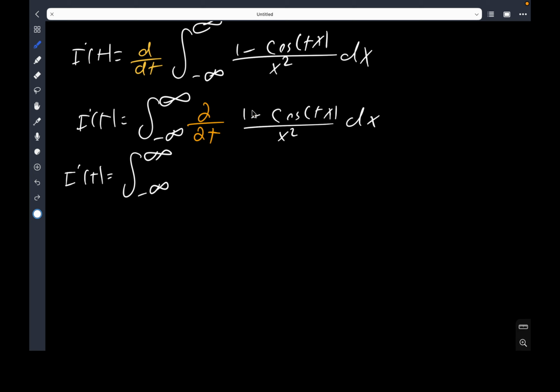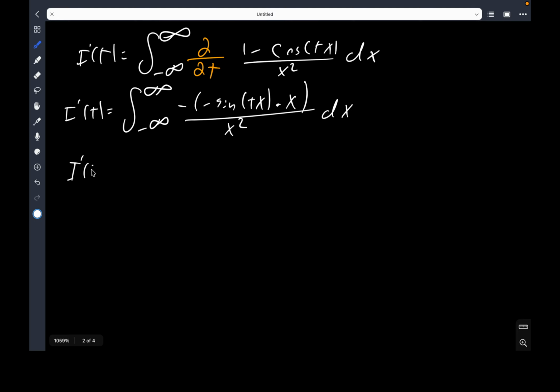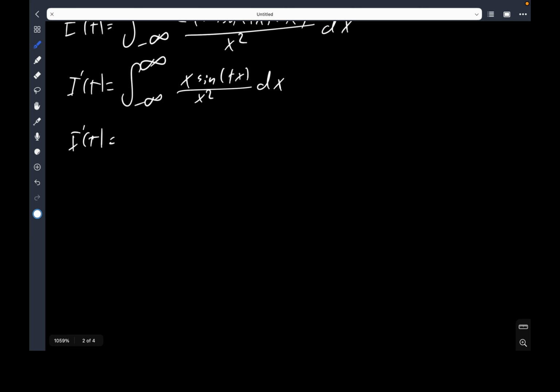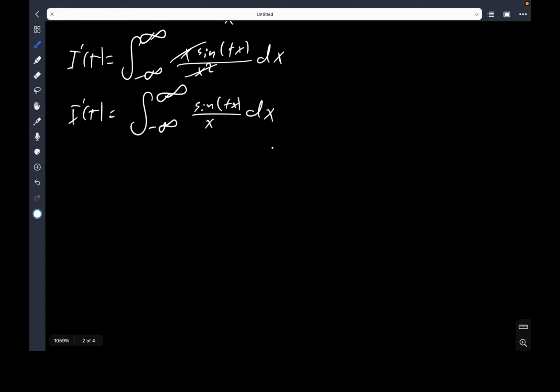So if I take the derivative of this according to the chain rule, negative cosine derivative is negative sine of that function times the derivative of tx with respect to t, which is x, over x squared dx. Thus, I prime of t is the integral from negative infinity to infinity of x sine tx over x squared dx. These two cancel out, so I prime of t is the integral from negative infinity to infinity of sine of tx over x dx.